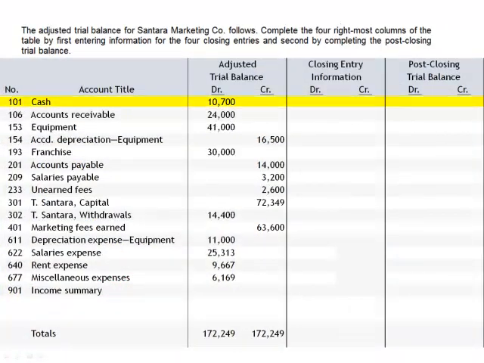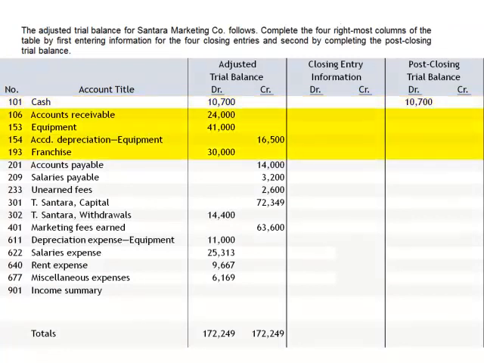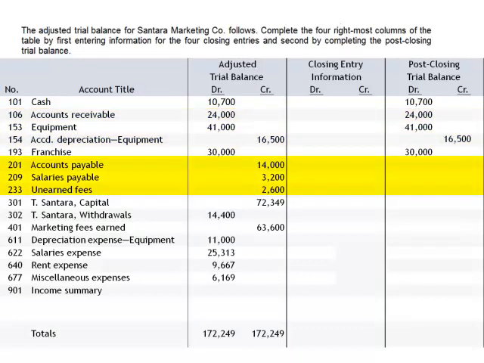The first account, cash, is a balance sheet account. It will not be closed, so we will include it in the post-closing trial balance. Similarly, accounts receivable, equipment, accumulated depreciation on the equipment, and the franchise account are all assets. They will not be closed, so they will be included on the post-closing trial balance.